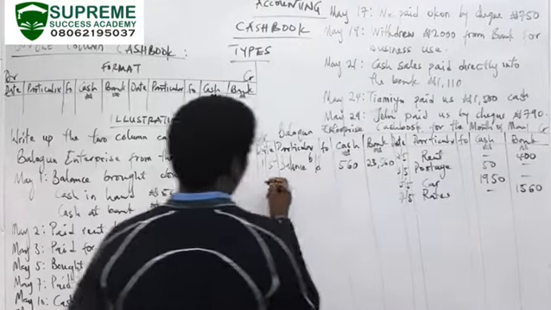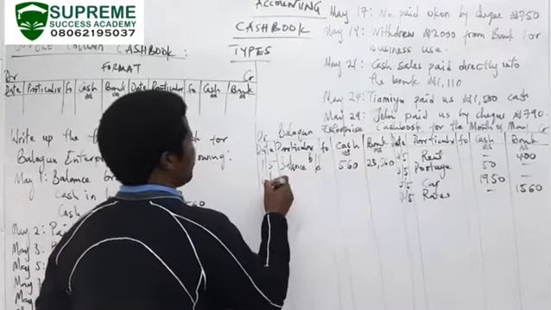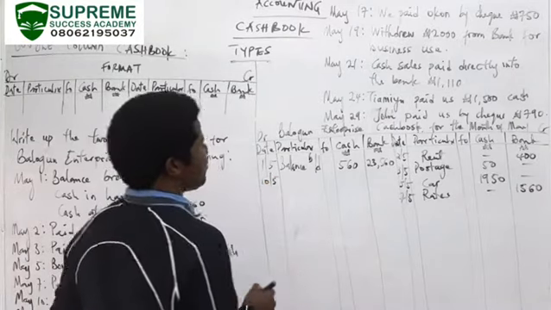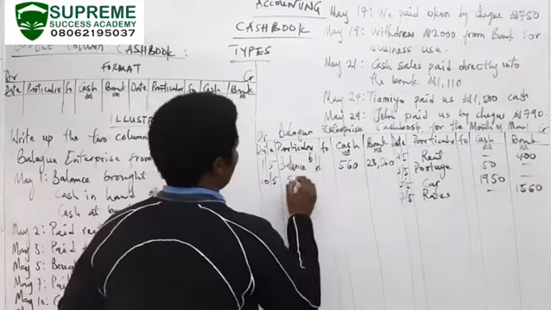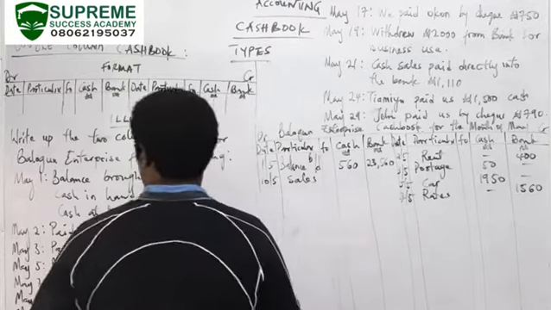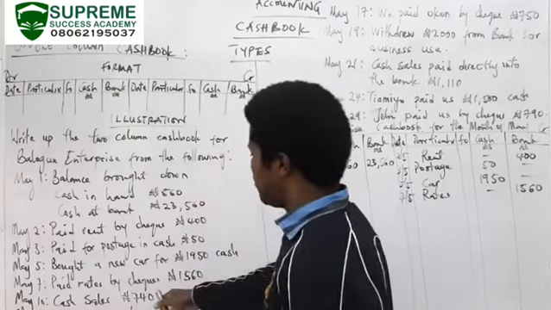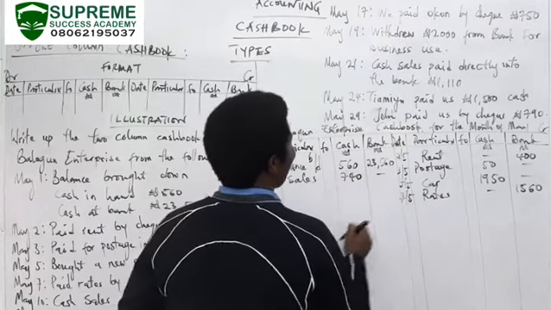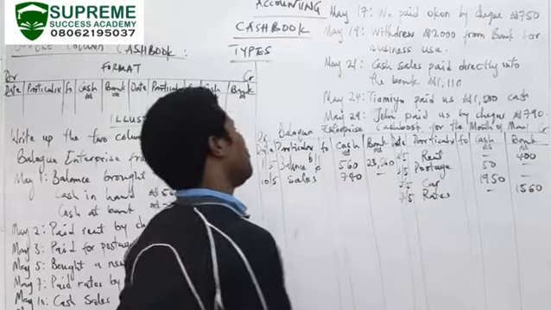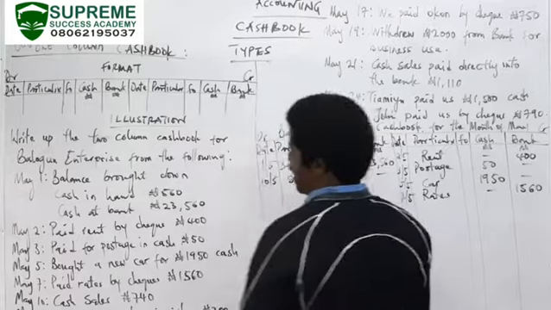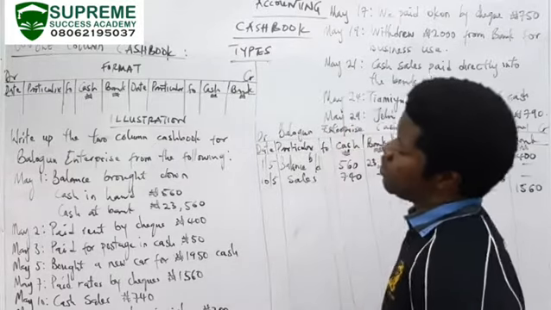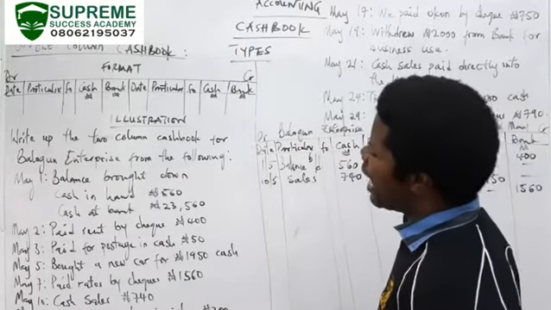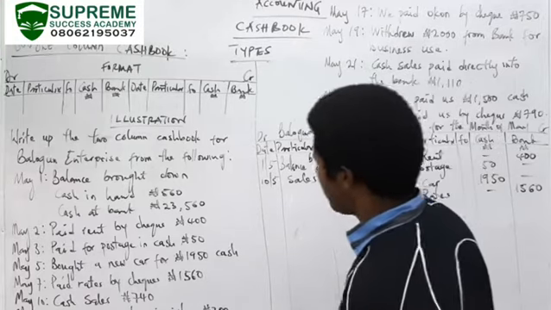On the 10th of May, cash sales. All right, money is now coming into the organization, so it will be debited. The amount for the cash sales is 740 naira. It is a cash sale, so it will be under the cash column.